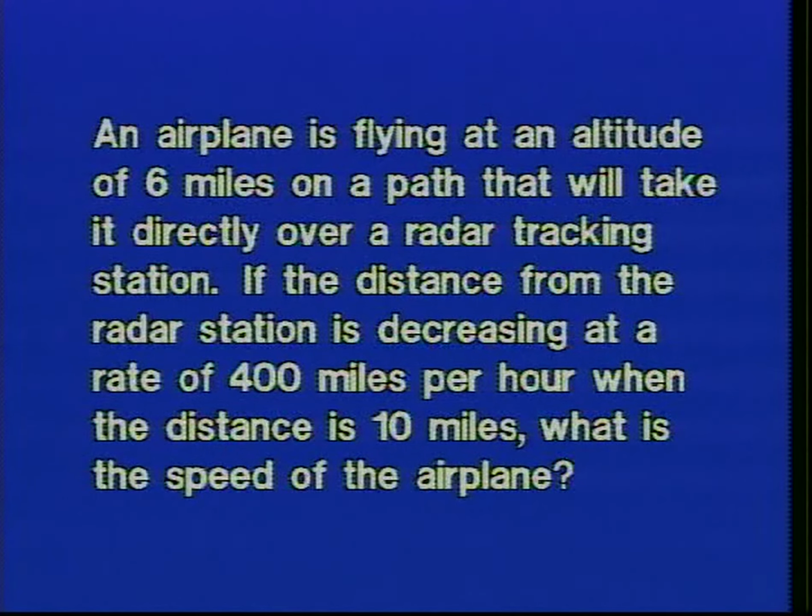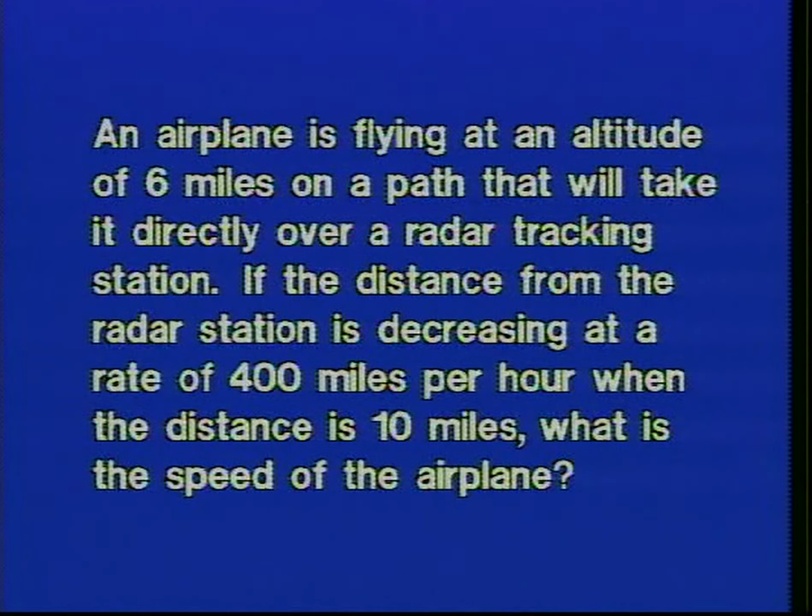An airplane is flying at an altitude of 6 miles on a path that will take it directly over a radar tracking station. If the distance from the radar station is decreasing at a rate of 400 miles per hour when the distance is 10 miles, what is the speed of the airplane?